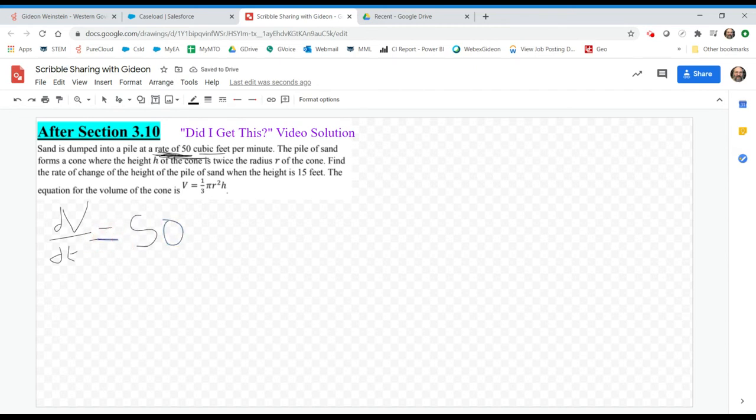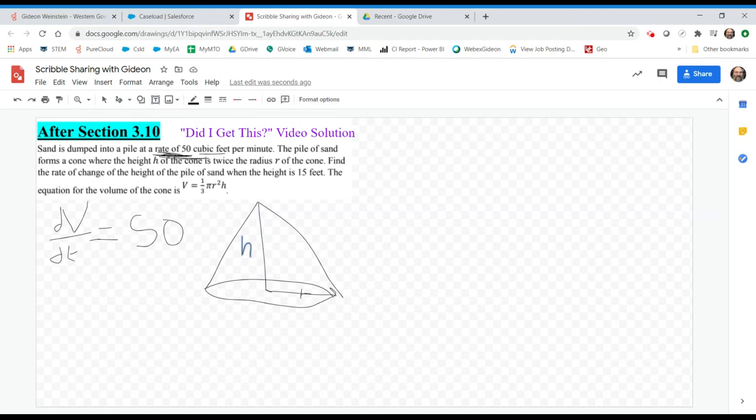The pile of sand forms a cone. Okay. Just draw a cone, not to scale. Nobody cares. You just need the ratios. Where the height h of the cone is twice the radius r of the cone. And that reminds us, right? They're getting us warmed up for what you need to know. You need to know the radius and you need to know the height in order to figure out stuff about the cone.